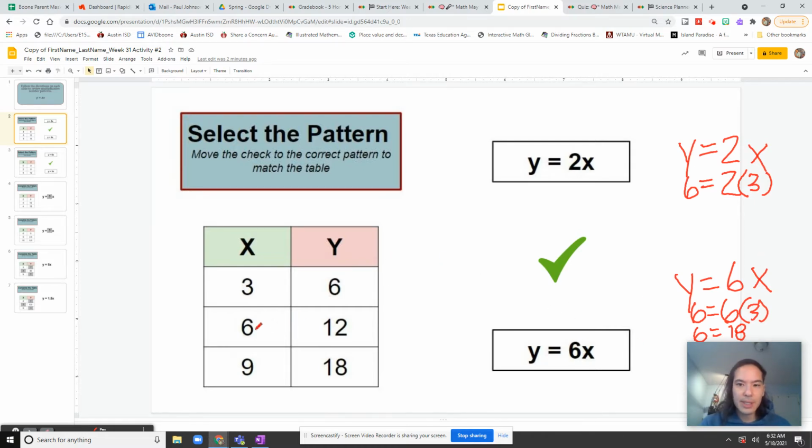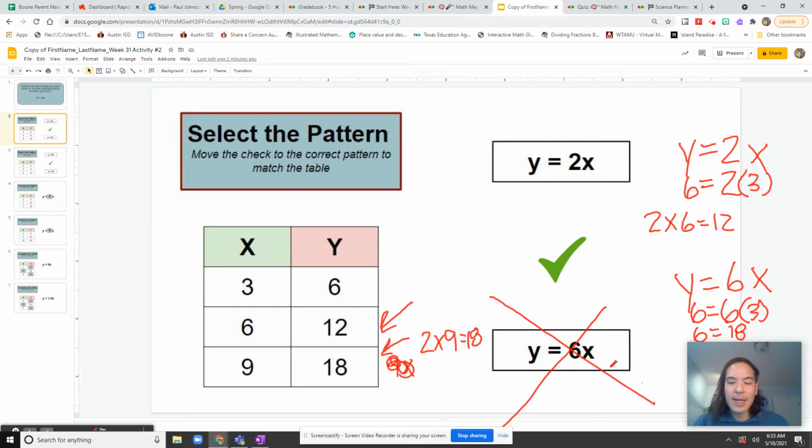So let's check our work. 6 times 2, 2 times 6. Since x is 6, 2 times 6 is also 12. So that checks out. And then 9 times, let me do this as 2 times 9, since we're keeping with that. 2 times 9 is also 18, right? So that one checks out as well. So it's not times 6. We are taking our x value and we're multiplying it times 2. So the best answer, you can move the check, is over there.